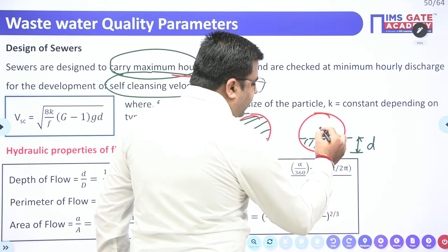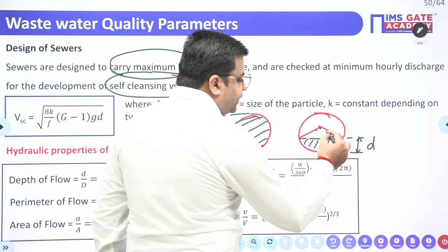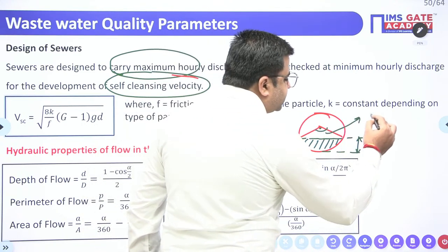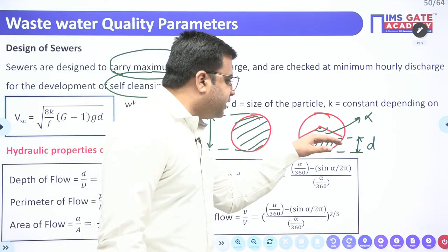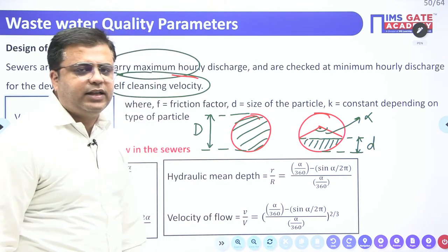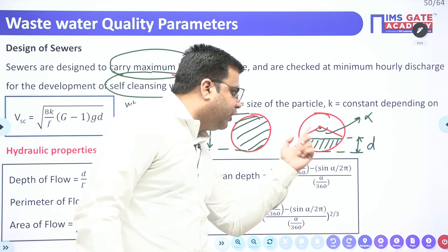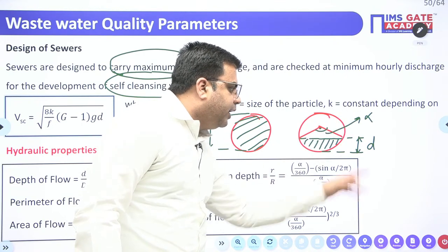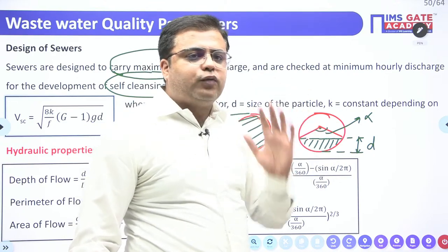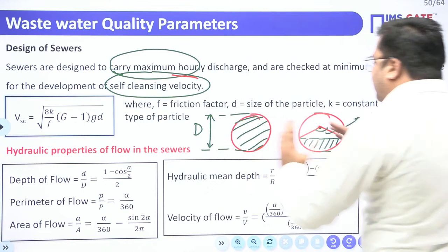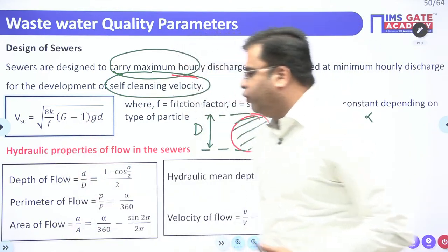And alpha is the central angle. Alpha is the central angle subtended by the surface of the flowing water at the center of the sewer, and small d is the depth of flow when the wastewater is flowing not at its full depth. In this case, we do a comparative study for both these sewers and we get the hydraulic properties of the flow in the sewer, right?